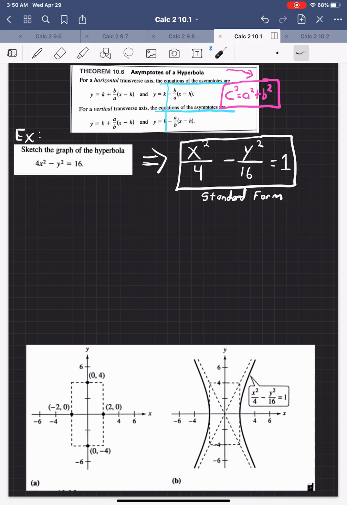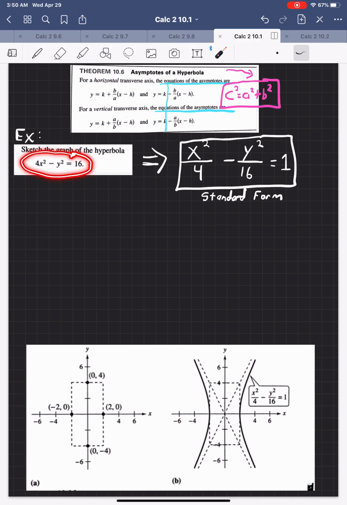Ready? So what we're going to do, we'll come back to this little theorem about the asymptotes in just a second, but what we're going to do is sketch the graph of the hyperbola. Now, can you agree with me that with an untrained eye, if I wrote 4x squared minus y squared equals 16, it would be hard to tell that that's actually a hyperbola.